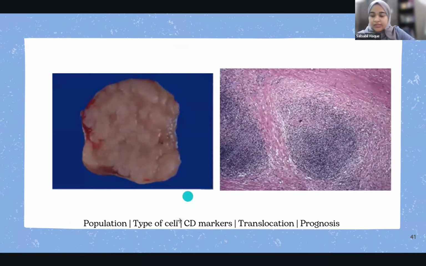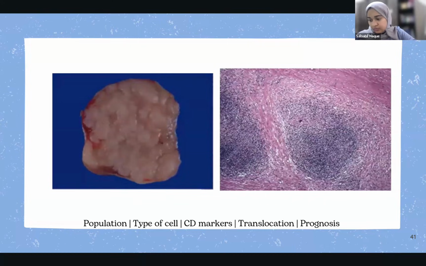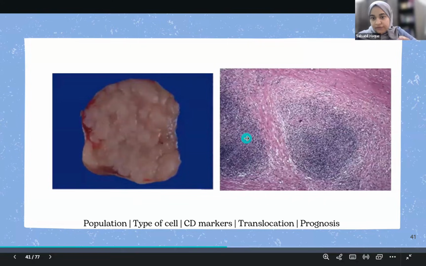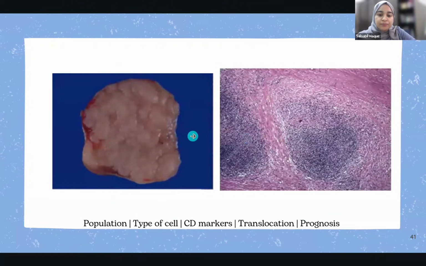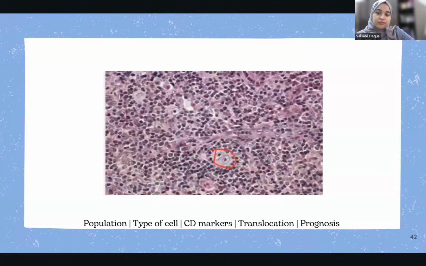Now what are the types of cells involved? It is negative for B and T cell markers, and positive for CD30. Very, very important to know, CD30. It's a common cancer among females, positive for CD30. No specific translocation is mentioned, and it's a good prognosis. Okay, now this is nodular sclerosis. Can anyone tell me what this is?